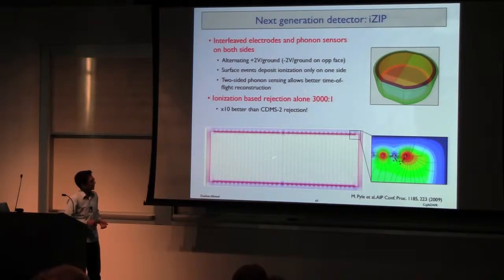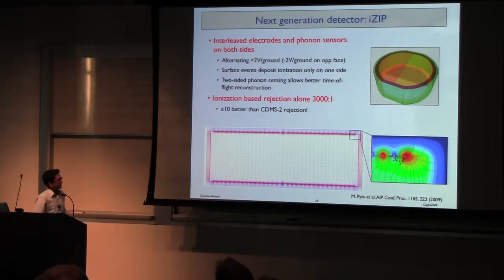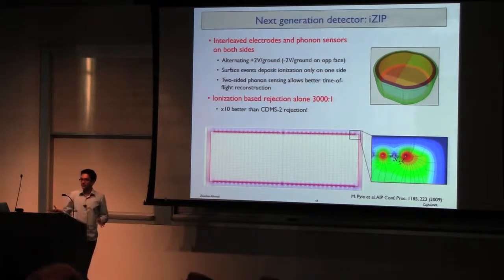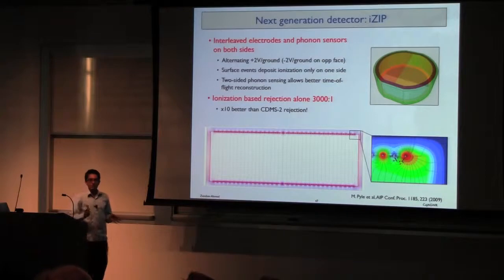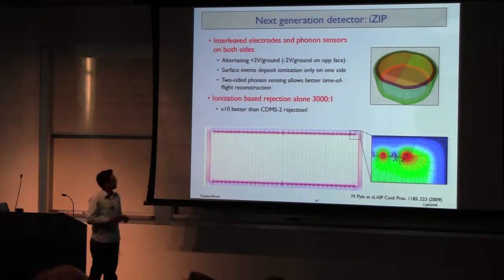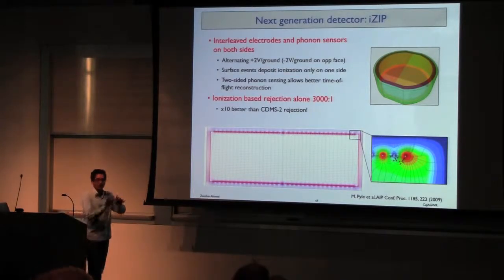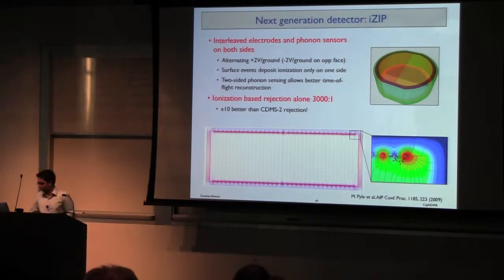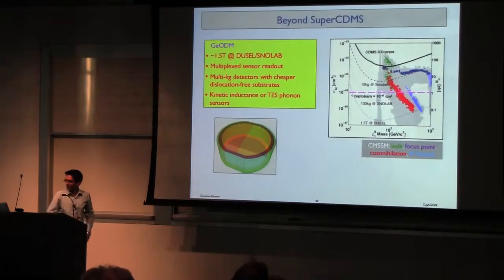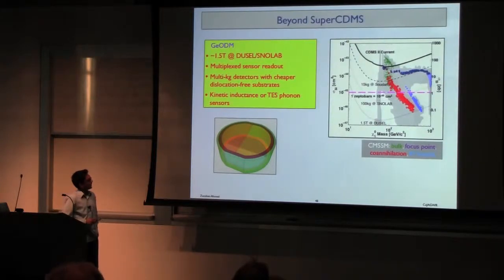An event happening in the middle would actually just go on as usual, as it would in CDMS-II. And this ionization-based rejection alone is 10 times better than all CDMS-II rejection. And this is not even talking about phonon sensor improvements. Actually, two-sided phonon sensing will allow us better timing construction, because we can look at the time of flight better. So this looks very promising, and our hope is eventually to deploy it at DUSEL in a 1.5 ton experiment.